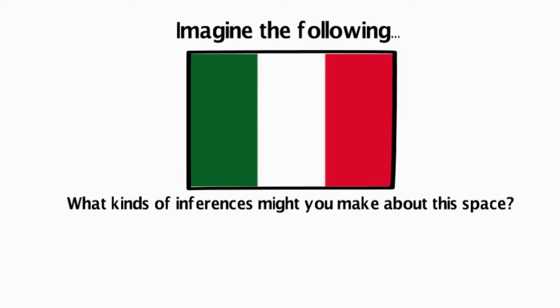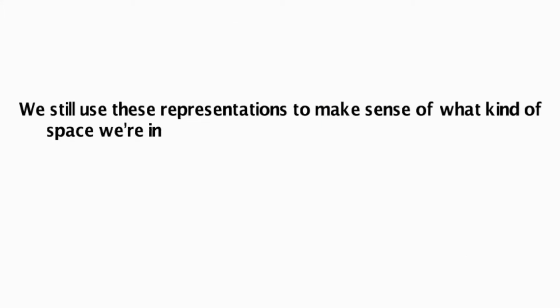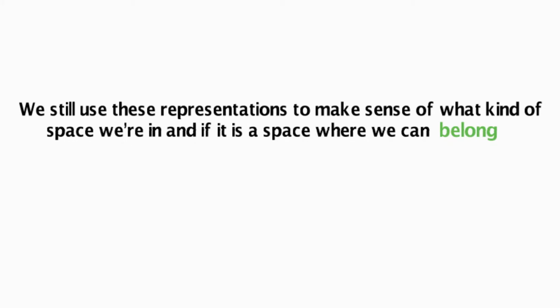You might infer that the restaurant serves Italian food. You might infer that the owners are Italian. Or you might infer that this is a place where Italians are welcome. While these inferences may or may not be correct, we still use these representations to make sense of what kind of space we're in, and if it is a space where we can belong.